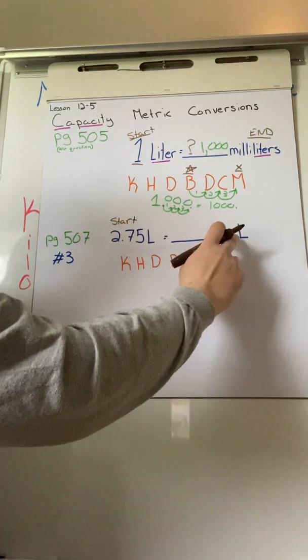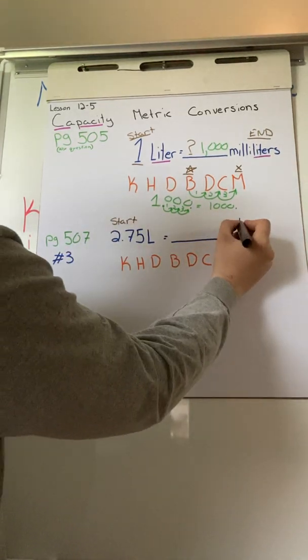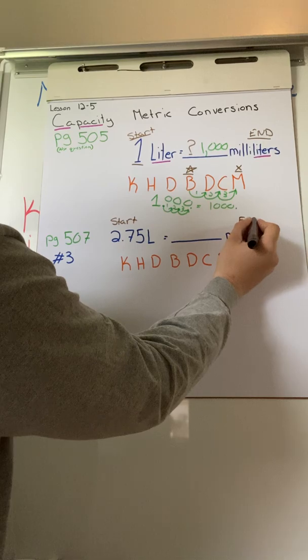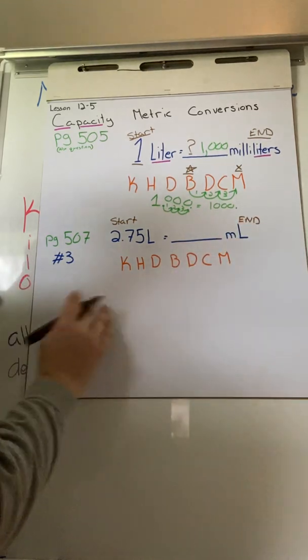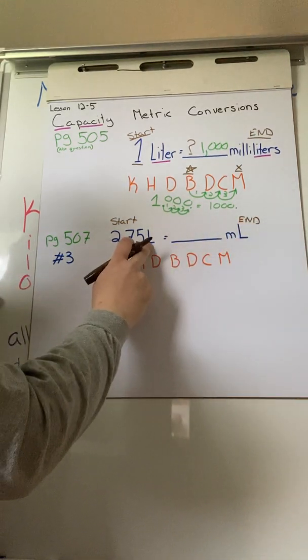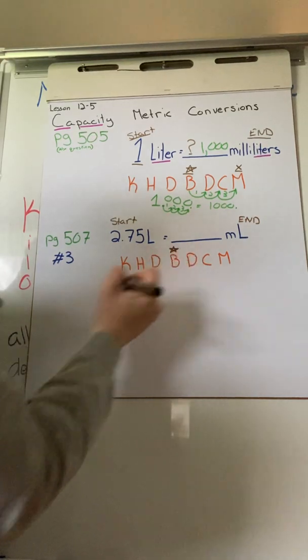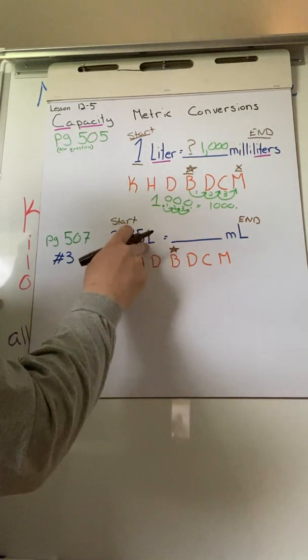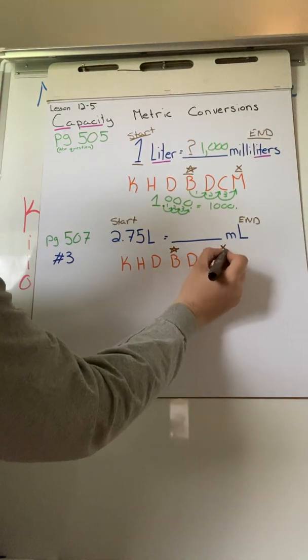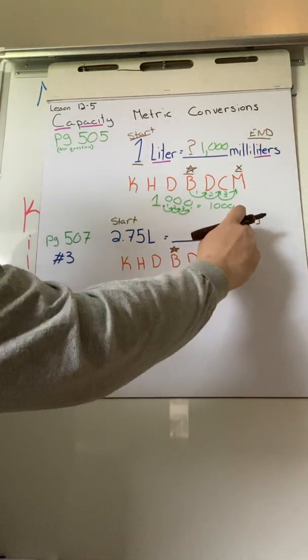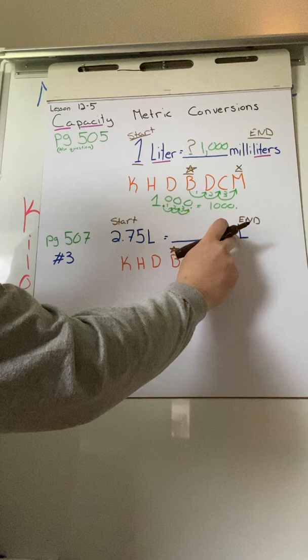All right, my stop is going to be milliliters. So that's going to be my end for milliliters. So when I come down here, start is at liters. So I put a star on my base for liters. I put an X marks the spot for milliliters because that's where I need to end. That's the number I'm looking for.